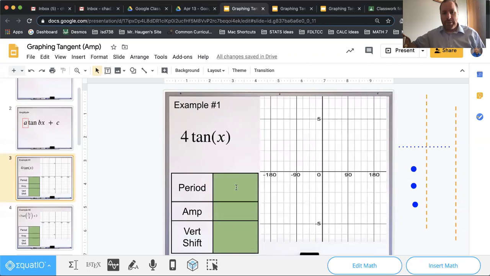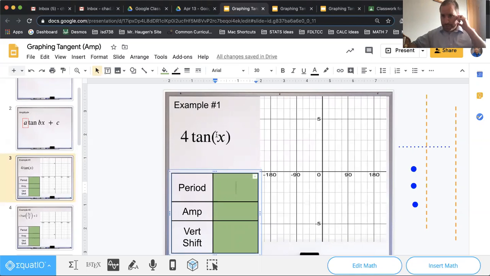So in here, the period hasn't changed at all. It's got a multiplier of 1, so that's still for tangent 180. Remember, it's going to spread 180, 90 each direction from the middle. Its amplitude in this case is now going to be 4 because that's the multiplier here. And it has a vertical shift of 0 because we're not adding anything on the end. We could say it's plus 0 in that case.